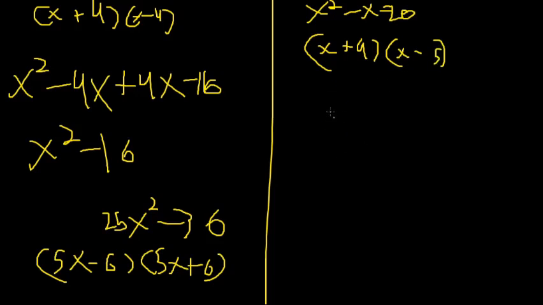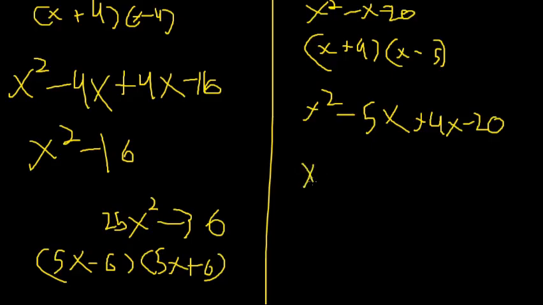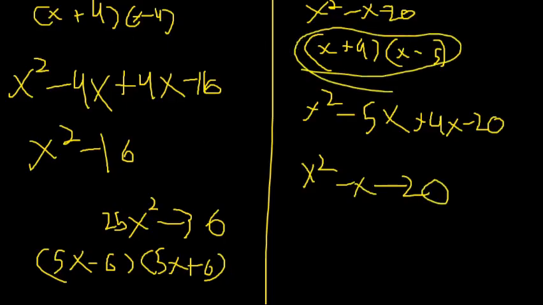So we have to FOIL it. X squared minus 5x plus 4x minus 20. Now let's simplify that. X squared minus x minus 20. So we factored that correctly. So that is the answer.